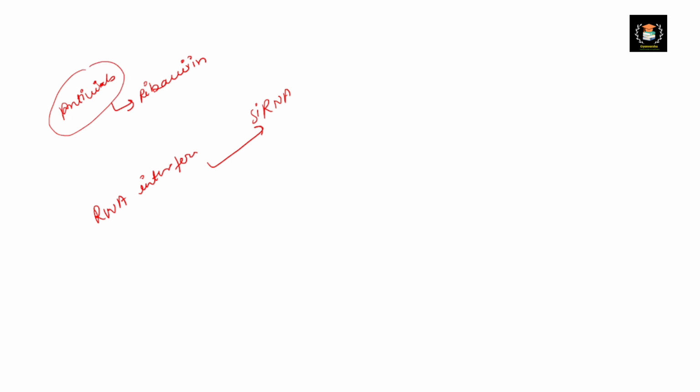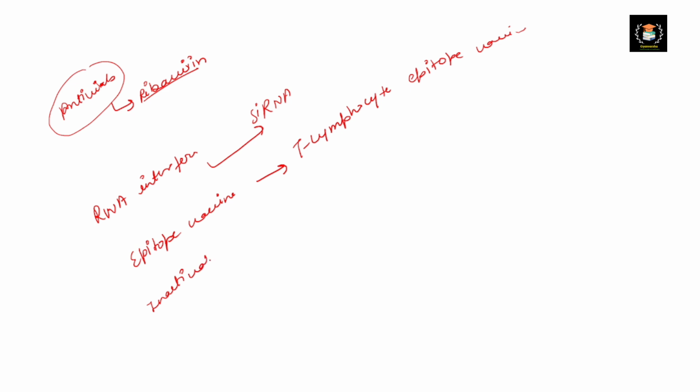Antiviral is a control strategy, ribavirin is a product. RNA interference is also used as a control strategy, and the product is siRNA. One is the epitope vaccine also. For that, the T lymphocyte epitope vaccine is the product. Then inactivated vaccine is also used as a control strategy. The product is the heat inactivated vaccine.